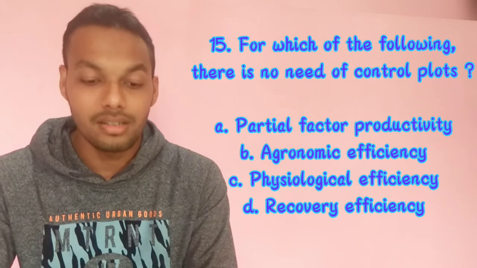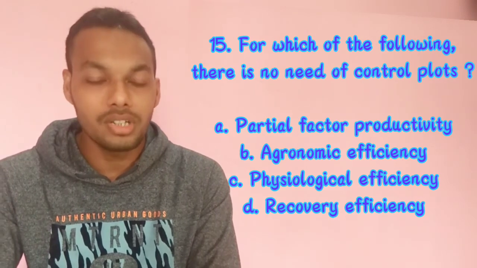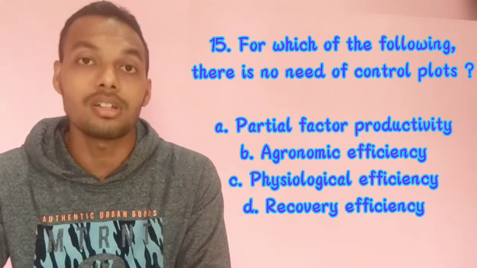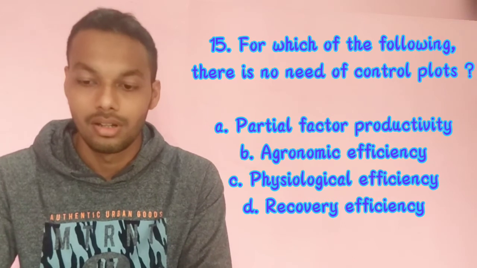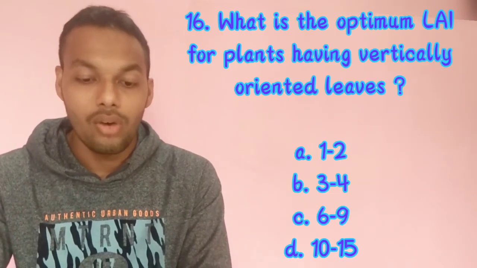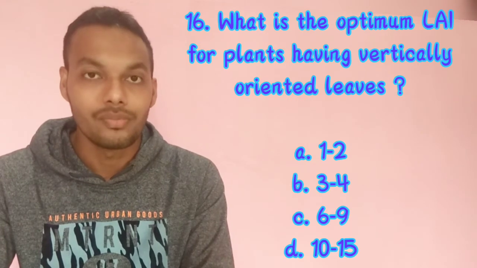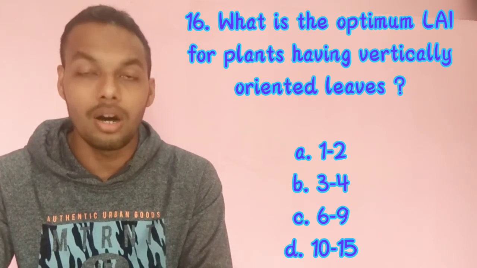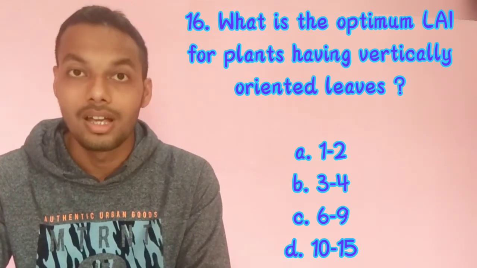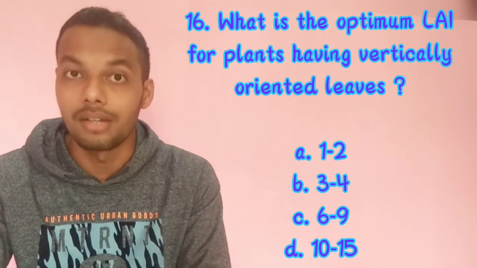Is that partial factor productivity, agronomic efficiency, physiological efficiency, or recovery efficiency? Get me the right answer. So the next question for you is: what is the optimum LAI, leaf area index? What is the optimum leaf area index for plants having vertically oriented leaves?